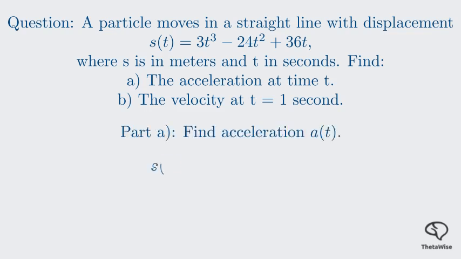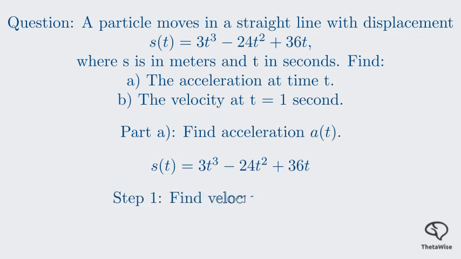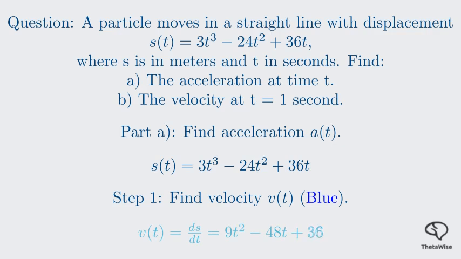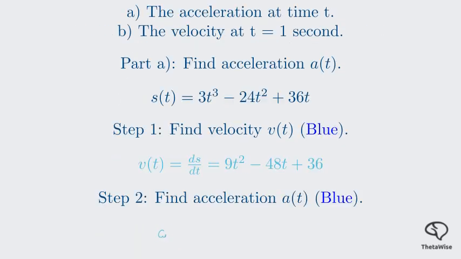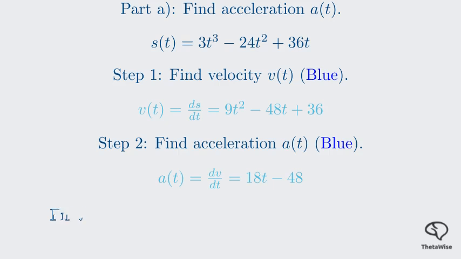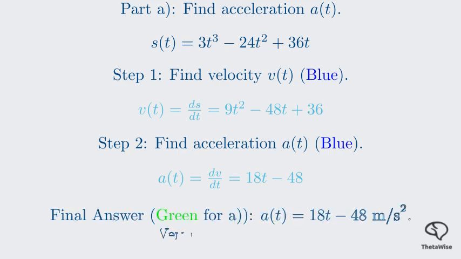Here's our displacement function, s(t). The first derivative gives us the velocity v(t), which is 9t squared minus 48t plus 36. Now we differentiate the velocity function to find the acceleration, a(t). The derivative of v(t) is 18t minus 48. So, the acceleration at any time t is 18t minus 48 meters per second squared, and we can verify this with the memo.